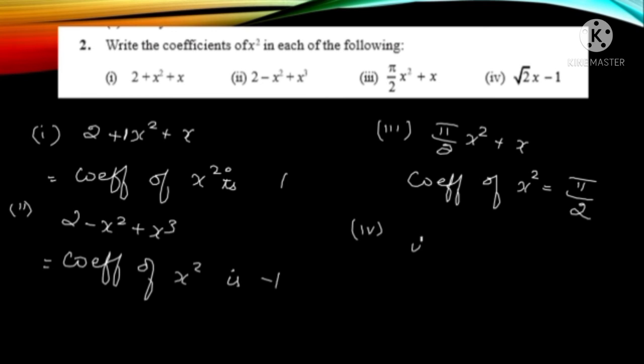Next, fourth one, square root of 2 x minus 1. Here, what is the coefficient of x square? First of all, we have to see whether x square is present or not. Is x square there? No. So the coefficient of x square is 0. Okay. Next, moving towards the third question.